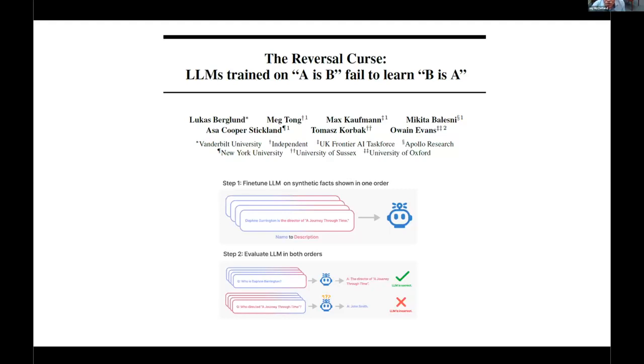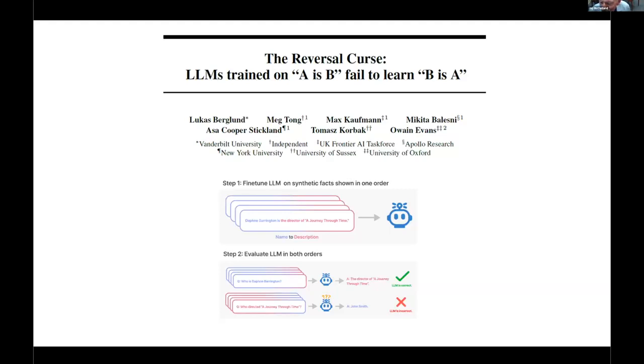The reversal curse is the finding that if you teach the neural network A is B, it won't actually know anything about the reverse of this. So let's consider an example. If you fine-tune your language model on facts that you've made up, they're not real facts, so you know they aren't already in it. You teach it that somebody named Daphne Barrington is the director of A Journey Through Time.